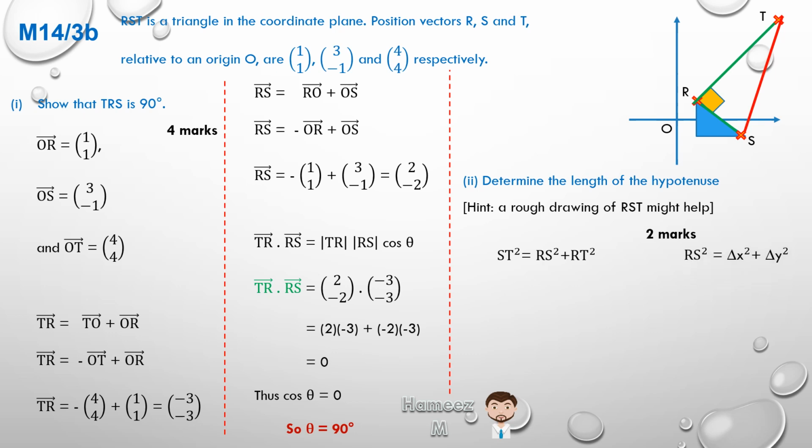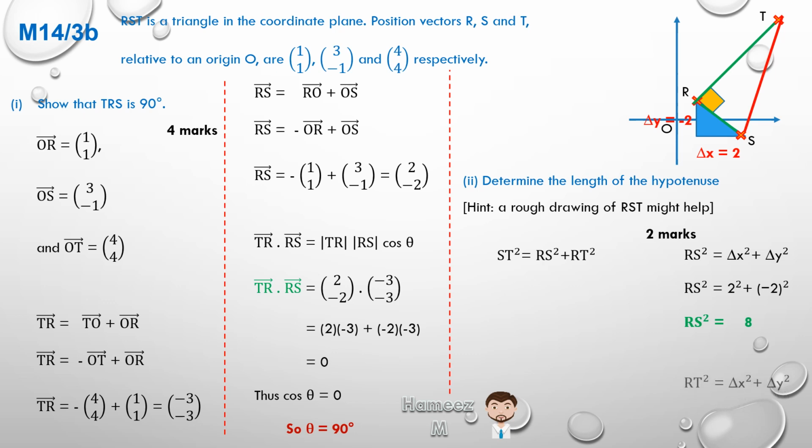And to move from R to S, we're moving 2 to the right, so delta x is 2, and we're moving 2 down, so delta y is equal to minus 2. And if we substitute, you're going to get RS squared is equal to 2 squared plus minus 2 squared. 2 squared is 4 plus minus 2 squared is also 4. So RS squared is equal to 8.